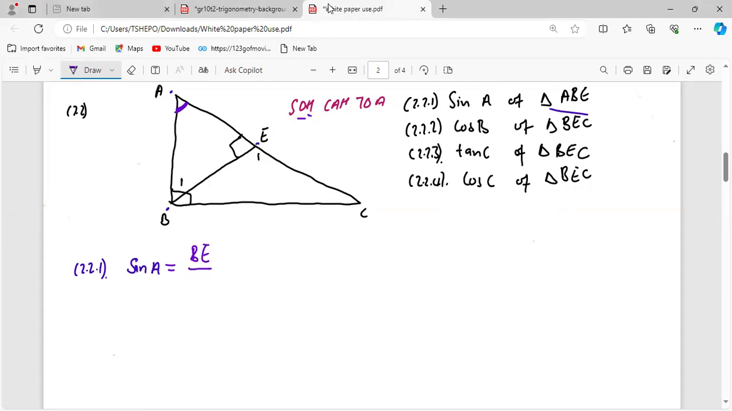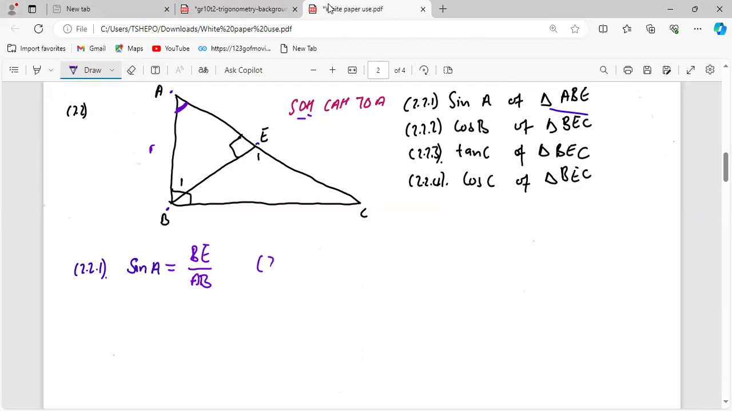Where is hypotenuse? Hypotenuse, remember, is a side that is always opposite to 90 degrees. So meaning AB for this triangle, AB is opposite to 90 degrees, right? So that means this will be our hypotenuse. So our hypotenuse is going to be AB. And then we are done.